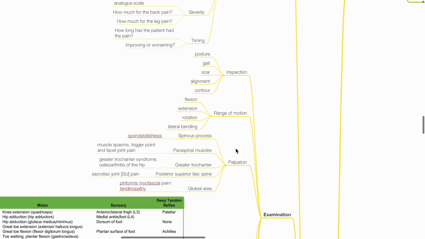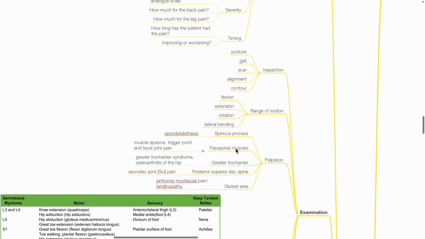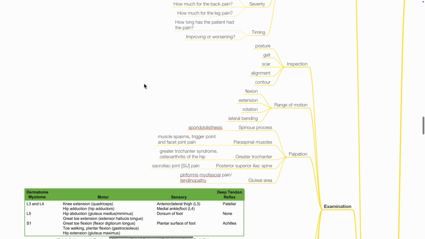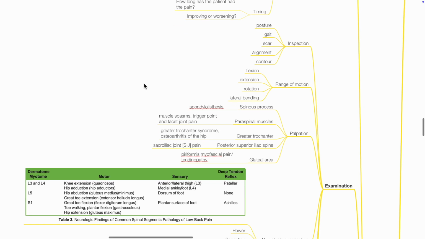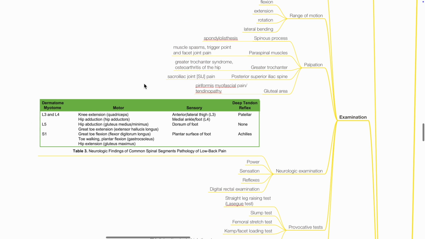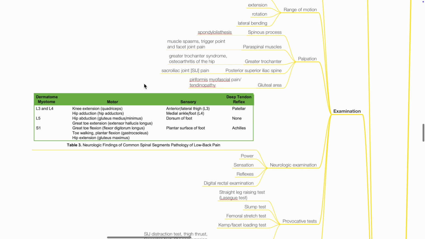Examination includes inspection of posture, gait, and the back for scars, alignment and contour; range of motion, including flexion, extension, rotation, and lateral bending; palpation of the spinous process, paraspinal muscles, greater trochanter, posterior superior iliac spine, and gluteal area; and neurologic examination of power, sensation, reflexes, and digital rectal examination.